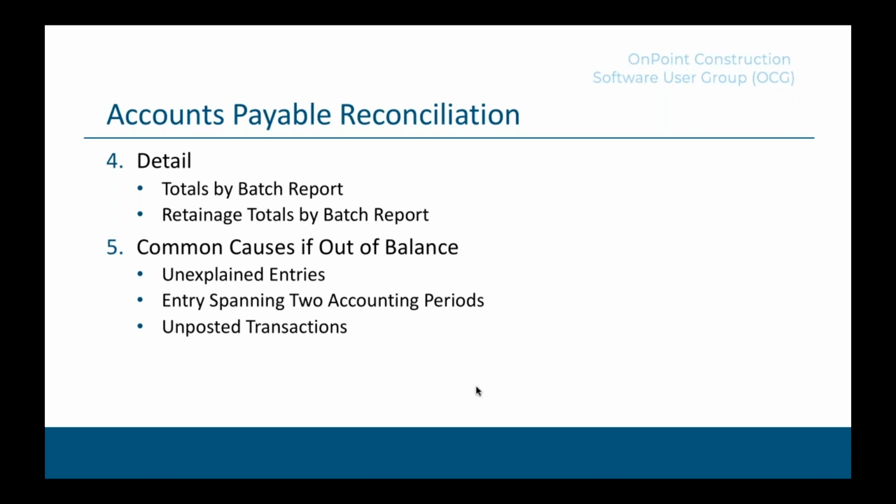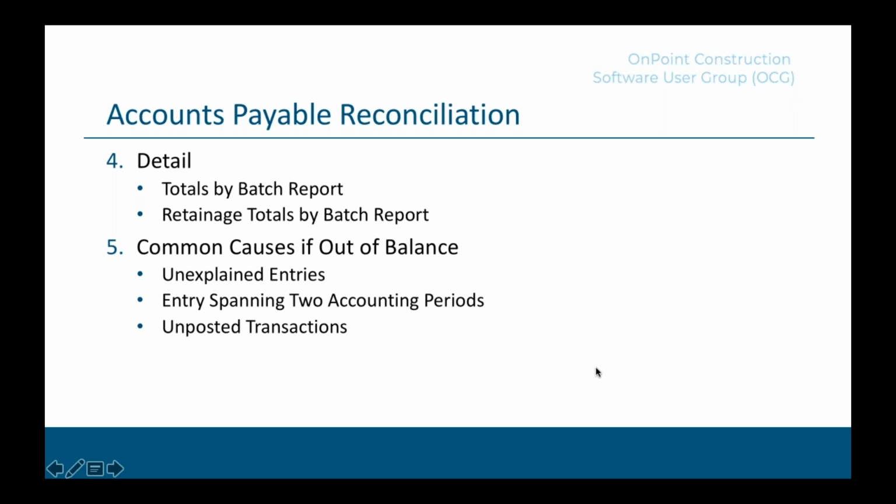Again, any unexplained entries, an entry spanning 2 accounting periods, like if you went in to change it and it was put into 1 month to begin with, taken out of the next month, and then put back in. So those are that question that it asks, where do you want to use for the reversal? So you just need to know what you need to answer that question with.